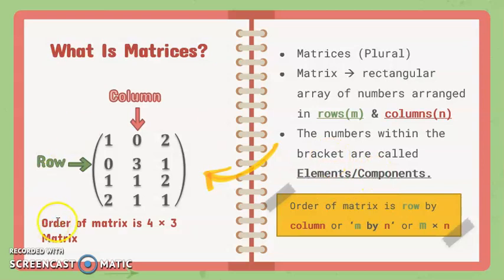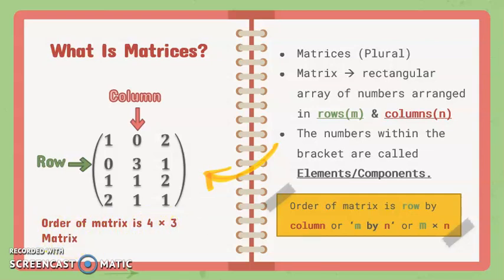So how do we write down the order of the matrix? First, you need to count how many rows there are. We have 1, 2, 3 and 4. So 4 rows, you write down as 4. Next, how many columns? 1, 2, 3. So you write down 3. So we can say the order of the matrix is 4 by 3.